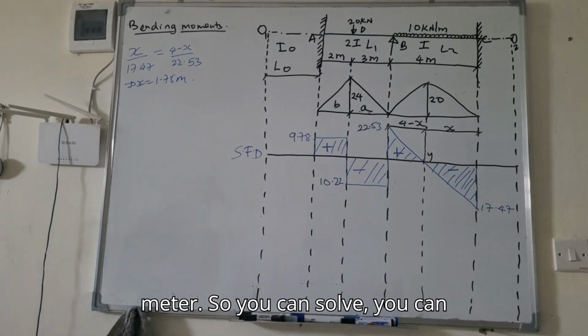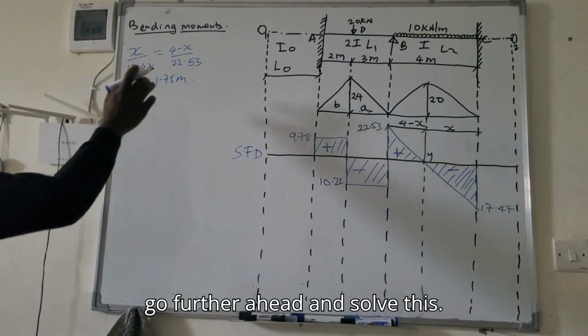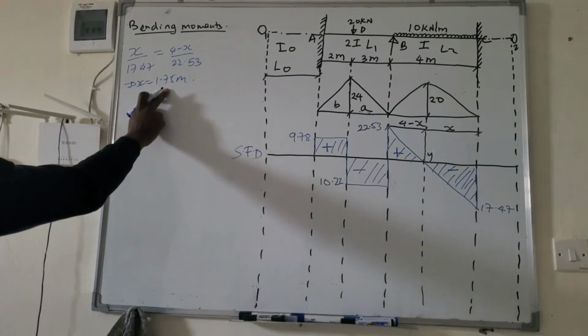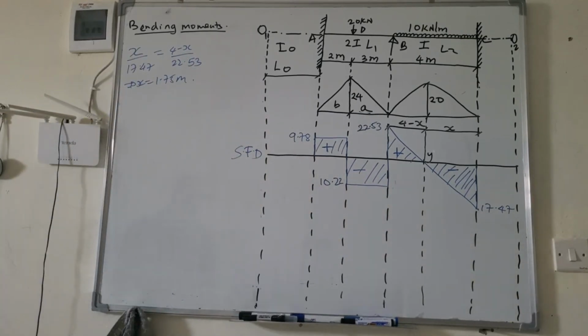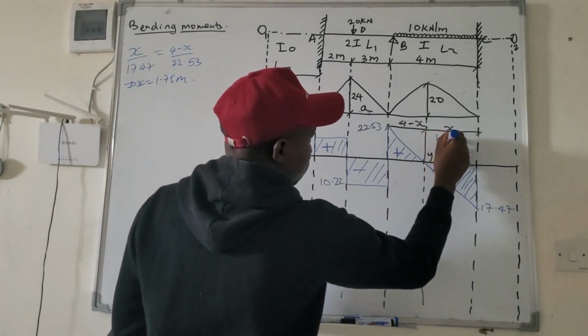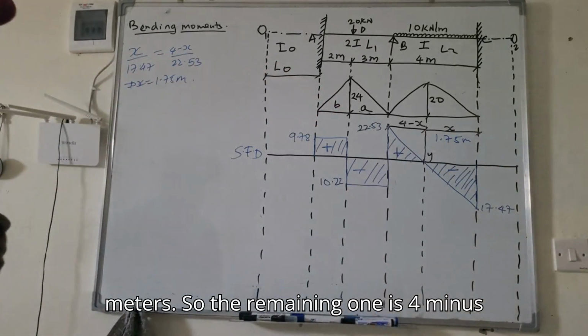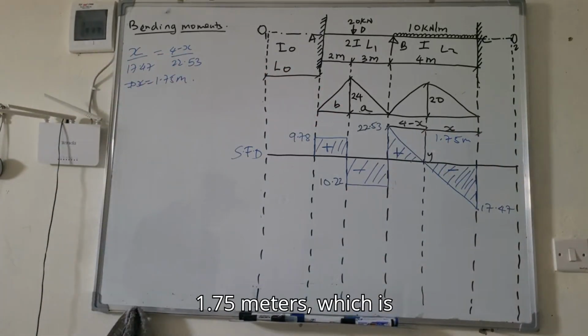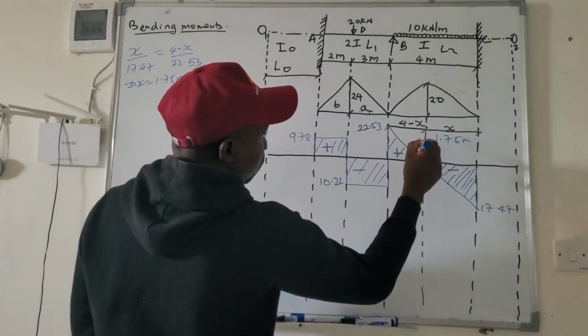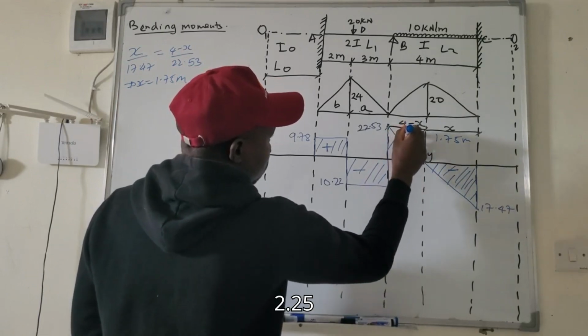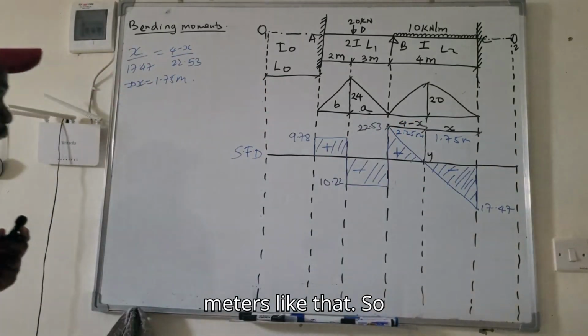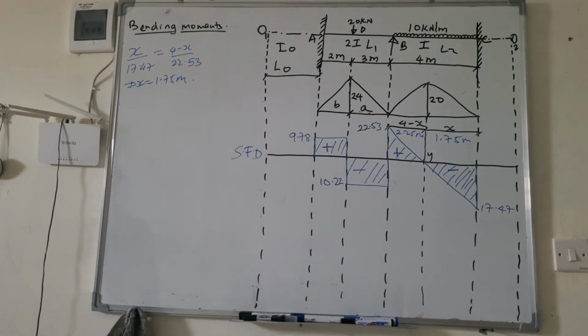So you can go further ahead and solve this. You will find x as 1.75 meters. So the remaining one is 4 minus 1.75 meters, which is 2.25 meters. So the next thing to do is to start calculating the values for bending moment.